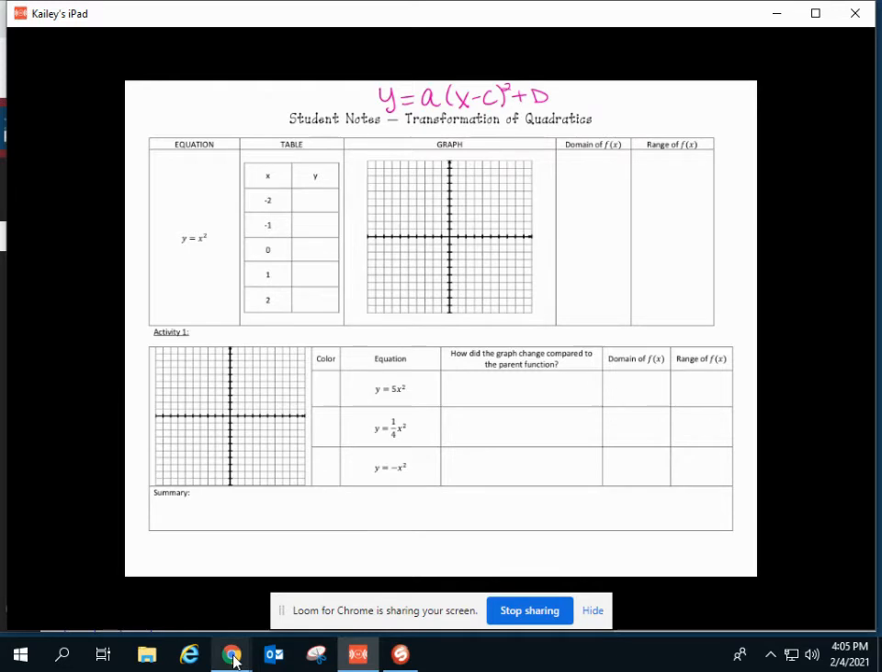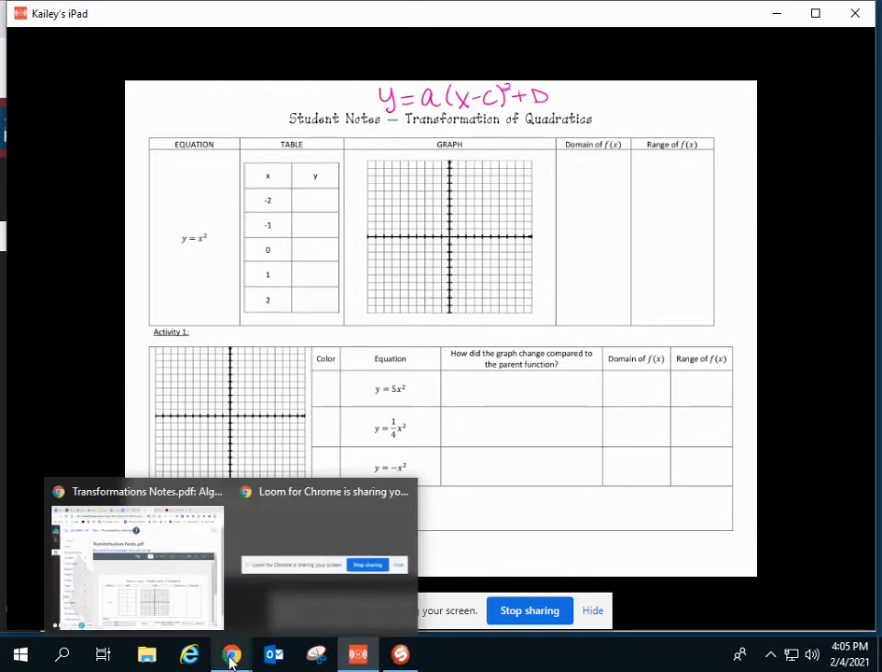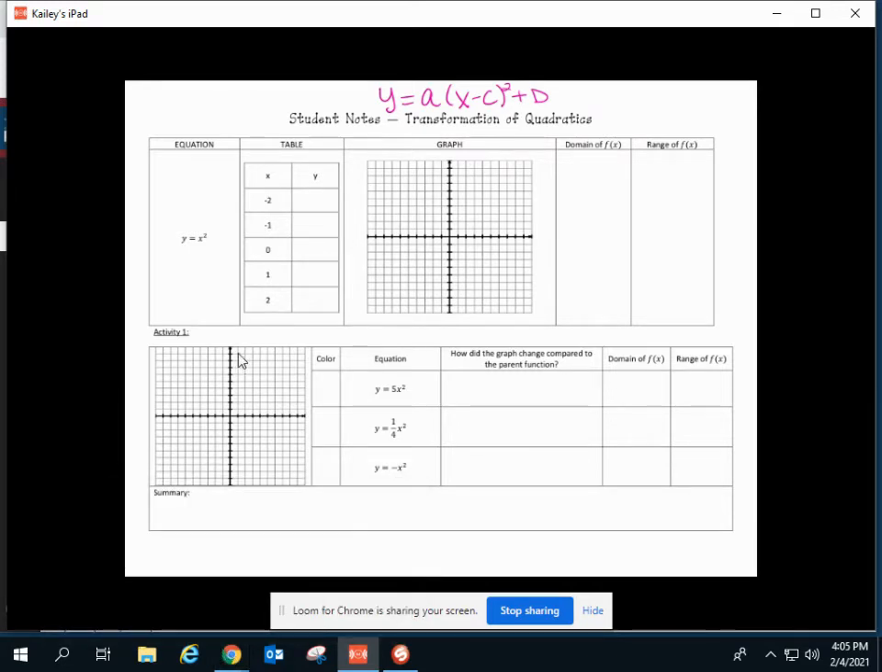Hi everyone! So we are going to be talking about transformations of quadratic functions today. Some of the terminology will sound familiar because we have gone over transformations of linear functions a lot, and so that will help you remember some of those things because some transformations are similar.